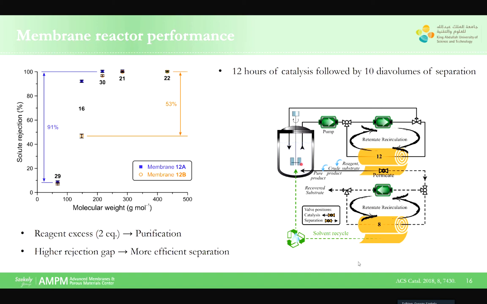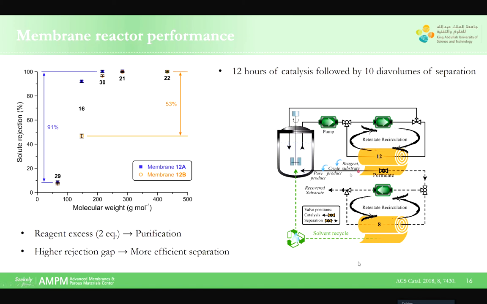And once you completed the catalysis, then you end up with the crude product. Okay, so at the beginning in this unit, you have reagent and substrate. It is converted into a crude product, and then we have to do the product purification. So eventually we're going to end up with a pure product in this line.